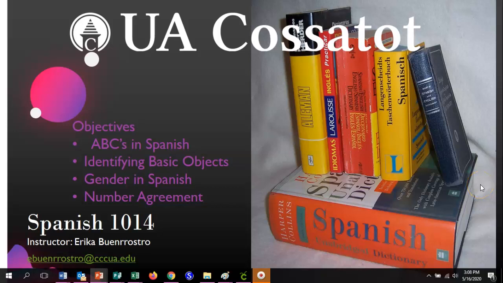So class, this is Spanish 1014, Task 1, Lesson 1. Your first assignment that was due last week was introducing yourself to the class and providing feedback to other introductions, and also reviewing the syllabus and taking the syllabus test. So for this week, we are diving into Spanish 1014, which will focus on the ABCs in Spanish, identifying basic objects, gender in Spanish, and we're also going to talk about number agreement.